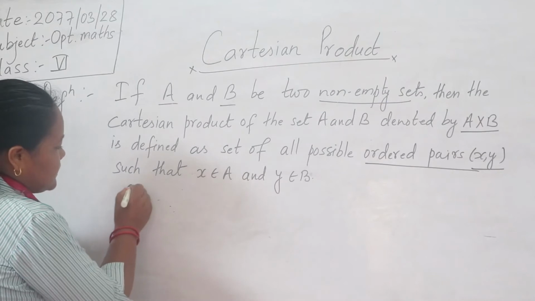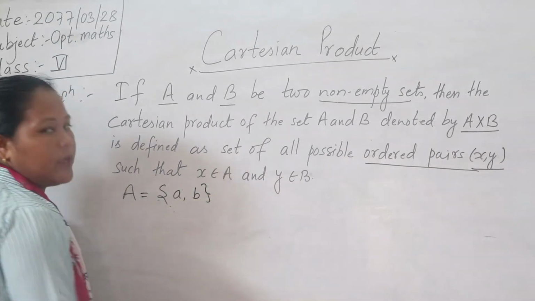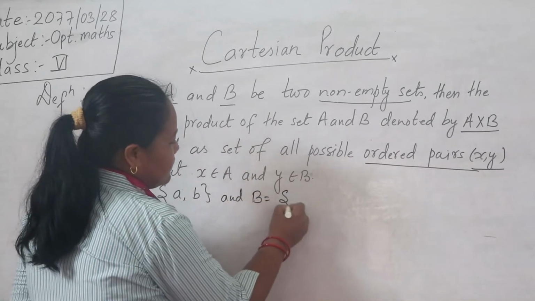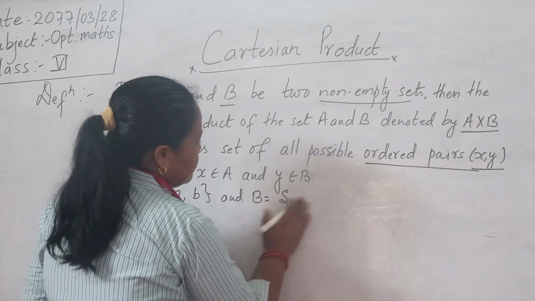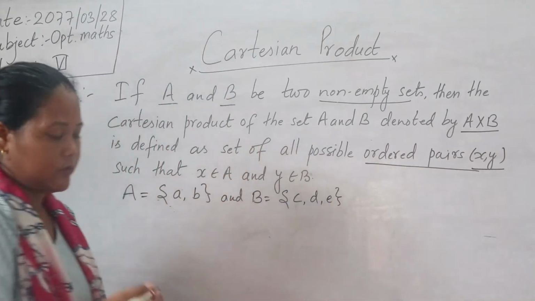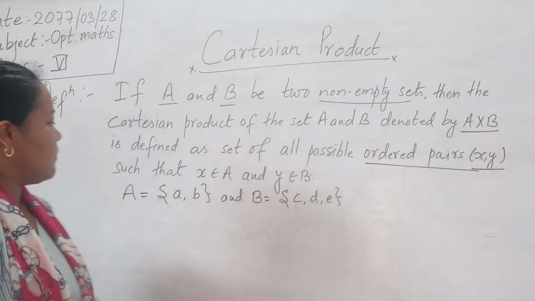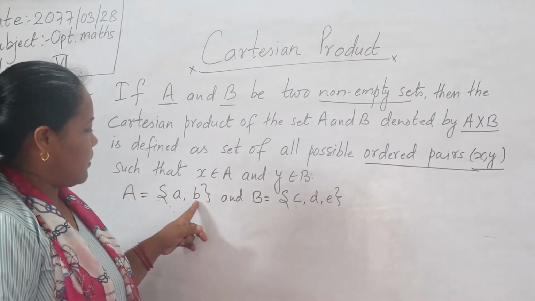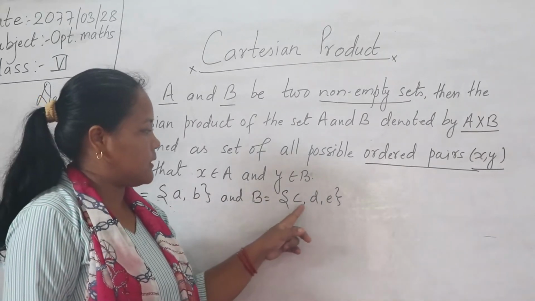Okay, let's take a set A, and another set, let's take set B. Let's use different letters, so it must be easy for you to remember and understand. So, set A: we take set A as {a, b}. It has two elements, a and b. And set B has three elements, c, d, e.